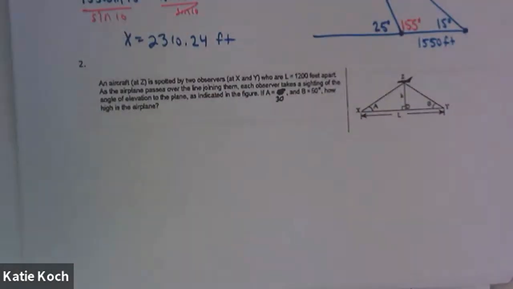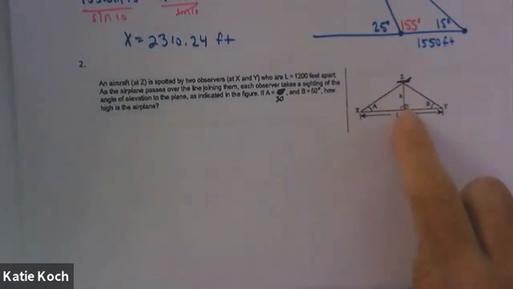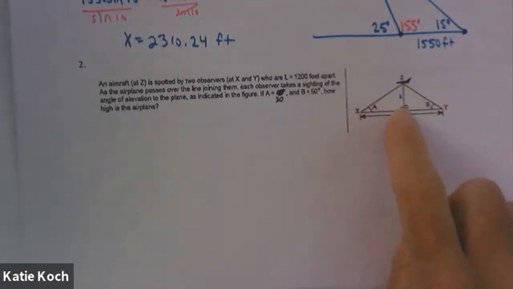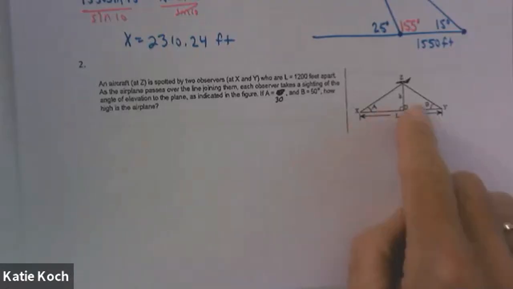The reason why it takes more than one step is because we're trying to find the height, and the height is not a part of the oblique triangle. The height is a part of the little right triangle on the left side and the right triangle on the right side, but they certainly did not give me enough information to use SOHCAHTOA on the right triangle on the left or the right triangle on the right.